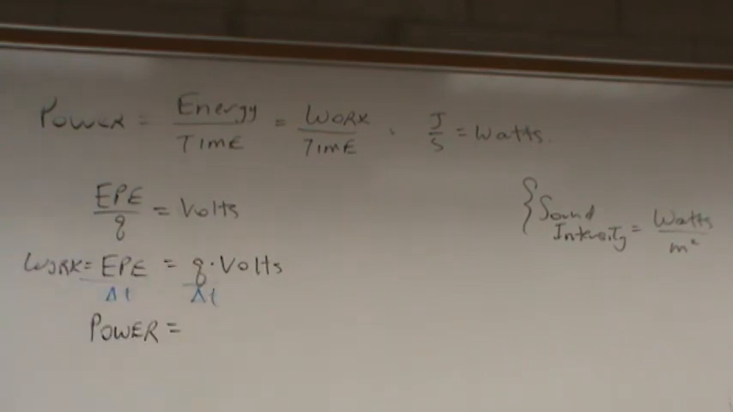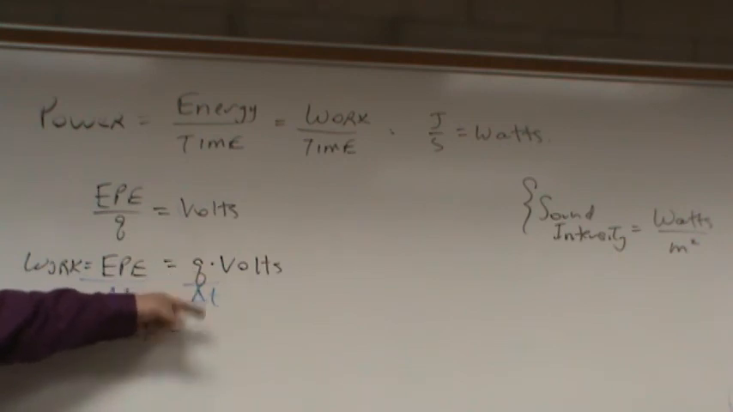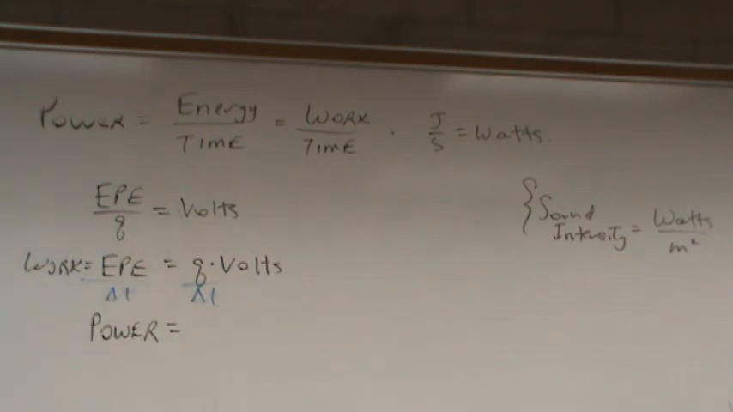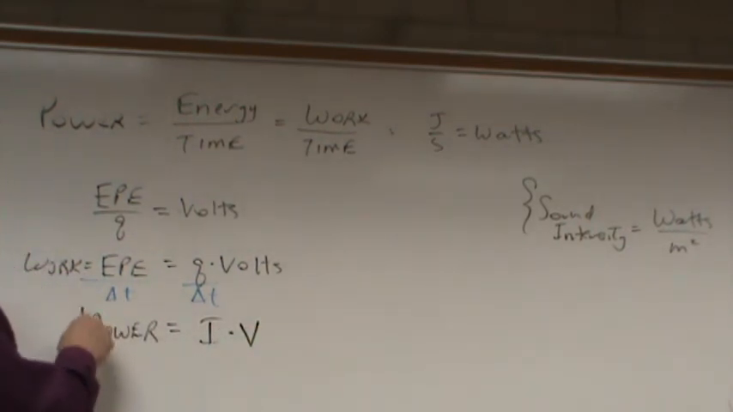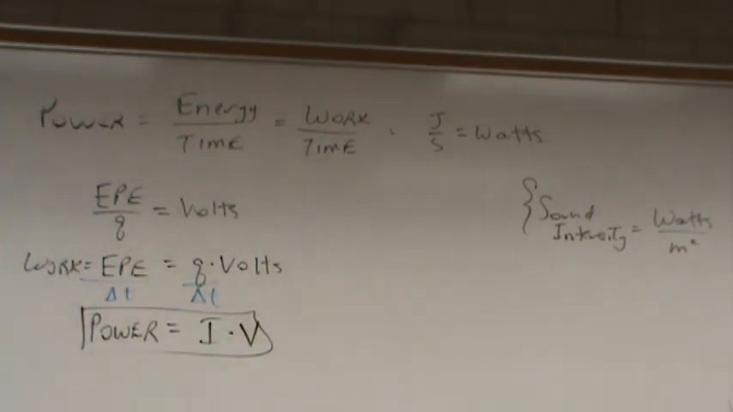And Q over delta T, you tell me, what's Q over delta T? What's coulombs per second? What do we call that? Charge. Yeah, charge per unit time, though. What special name do we give charge per unit time? When the guy with the stopwatch is watching the charge go by, what do we call that? Yeah, it's current, right? So this is going to be current times voltage, and there it is. Power is current times voltage.